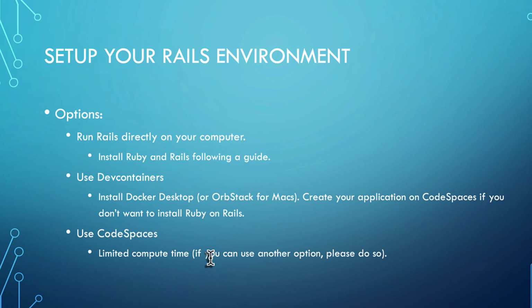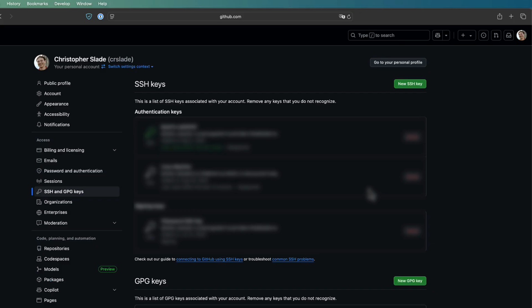a really good computer. Now, the first thing you'll need to do is set up some SSH keys so that you can push your Git commits up to GitHub. And you'll want to do this if you're using Devcontainer or your own machine.